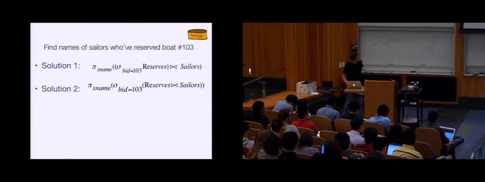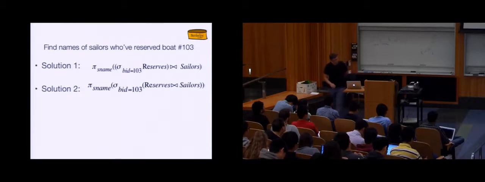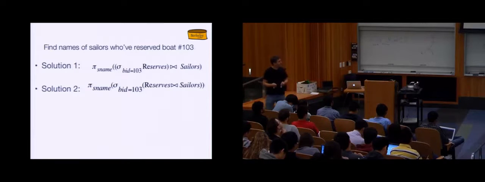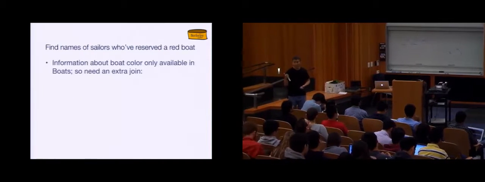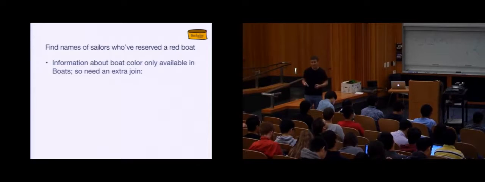Find the names of sailors who've reserved a red boat. The information about the boat color is only available in the boats table. But we need to know about reservations, because I want sailors who've reserved the red boats. And I need the names of the sailors, which is in the sailors table. So I'm going to need sailors and reserves and boats. And I'm going to need to join them all together now.